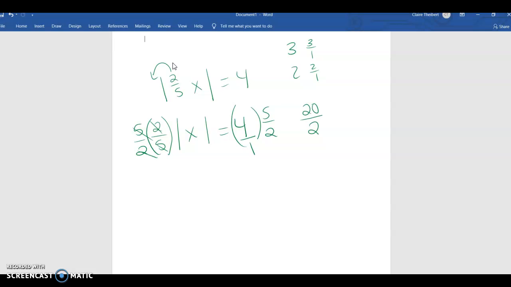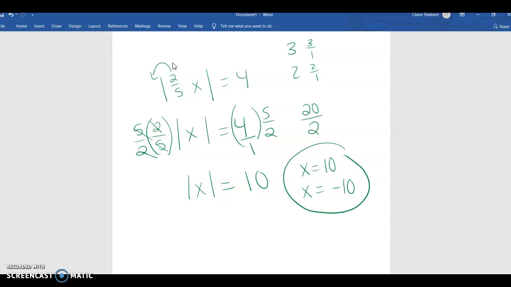So basically, we get x equals 20 divided by 2. This is where we have to split it up, because remember that x can be positive or negative. So x can equal 10, or x can equal negative 10. So we're going to put x can equal 10, or x can equal negative 10. All right.